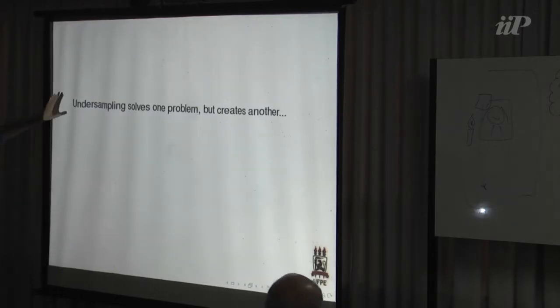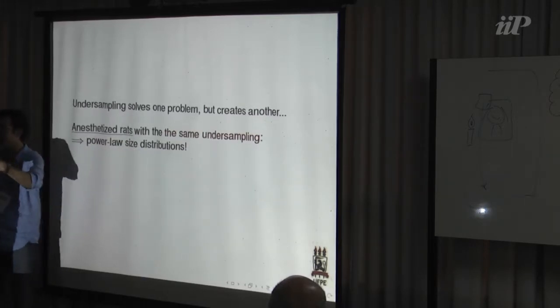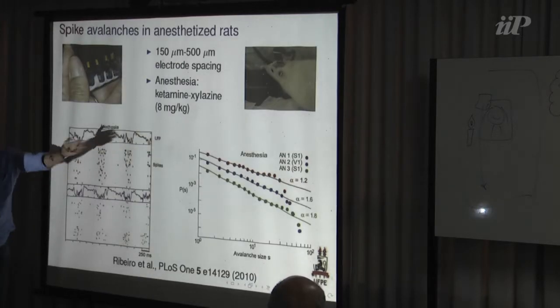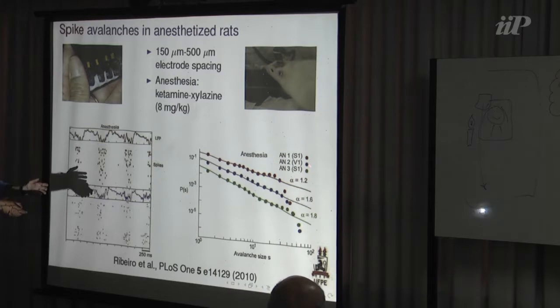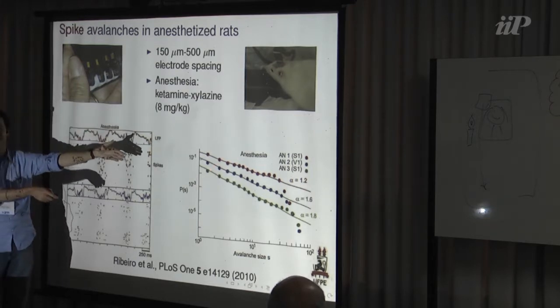Now, undersampling solves one problem, which is reconciling, bending that curve down to the data. Nice. Now, anesthetized rats, or John's data, well, maybe not John's data, because it has a very large matrix. But if you take a normal matrix, 60 electrodes or something, it has the same undersampling problems. It's the same rats, the same electrodes. And experimentally, you see power law distributions. You do see power law-like distributions. This is not a log normal. So experimentally, you see power laws, and it is undersampled.